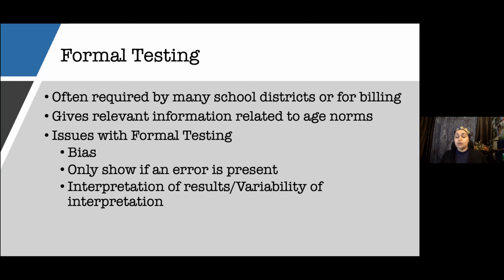Again, with formal testing, it only shows if an error is present. So again, you give that Goldman-Fristoe, you've got that whole list of errors that goes down there. It says if an error is present or not. So an error is anything that doesn't match the testing as it's written. It doesn't give you an interpretation of results. It doesn't give you variability in your interpretation. It doesn't allow for medical considerations or cultural considerations or anything else that could be impacting the way the child is saying those things, those words. And it takes away a lot of the richness of the language and it makes everything black and white. And as we know, it's not that simple. There are a lot of gray tones that we need to take into account.